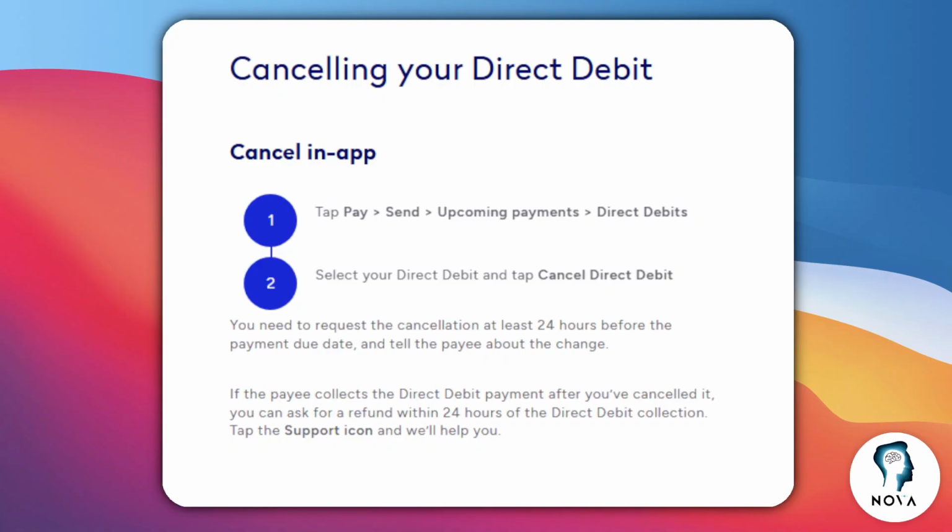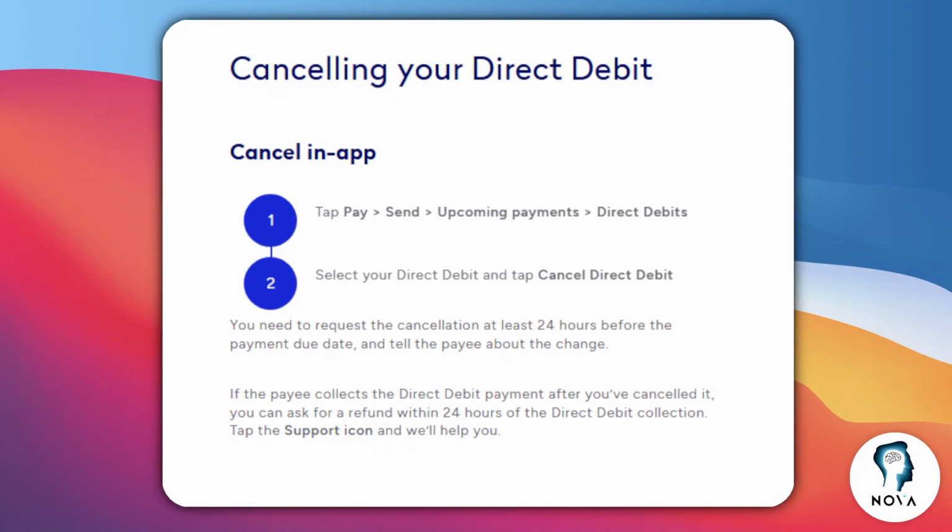So as recommended by Tide, you'll have to open the application and sign in to your account. If you are not signed in, then you'll have to click on pay, then click on send, click on upcoming payments, then select direct debits. From there, you'll find a list of your direct debits. Select the one that you want to cancel.